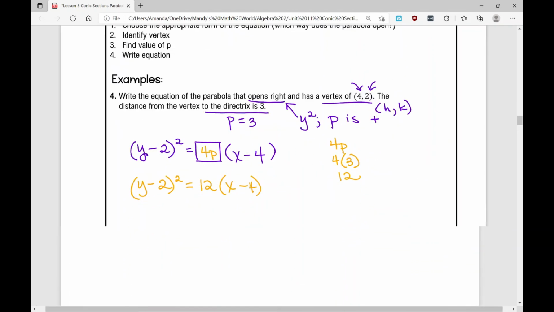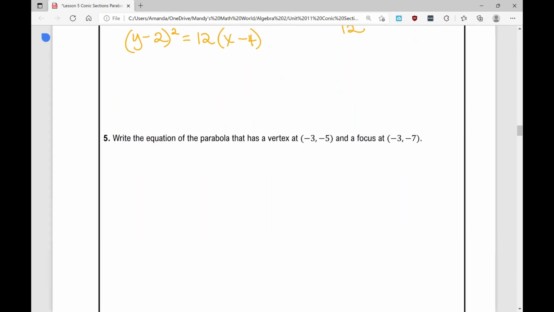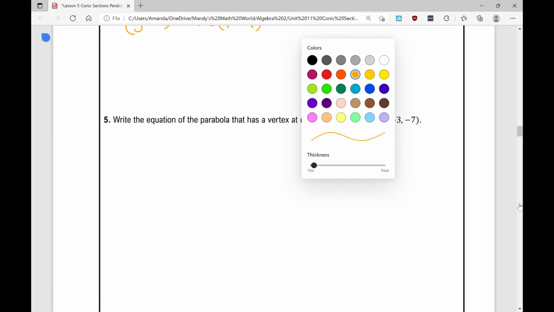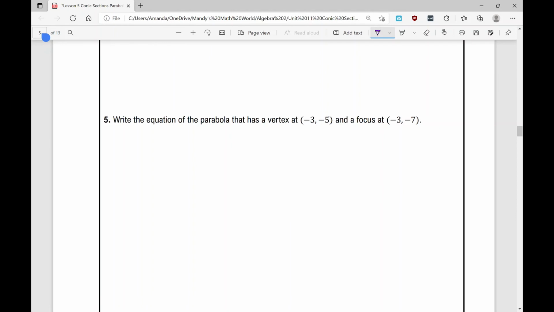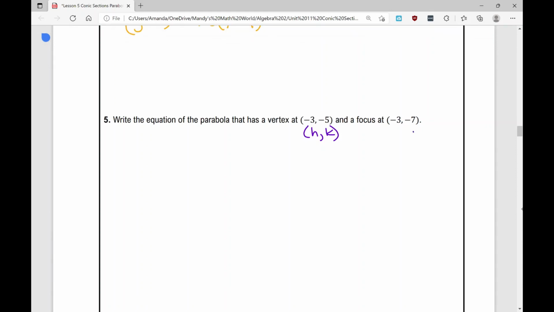Let's move on to the next one. This is the last one. This one says to write the equation of the parabola that has a vertex of (-3, -5). Okay, that's h, k. And a focus at (-3, -7). Okay, well, let's think about this. (-3, -5), that's right there. If that's the vertex, and (-3, -7) is the focus, then this is going to open down, right? Because the focus is like inside that parabola.